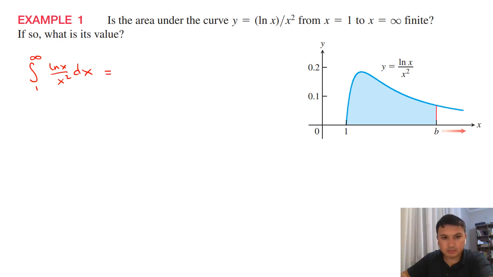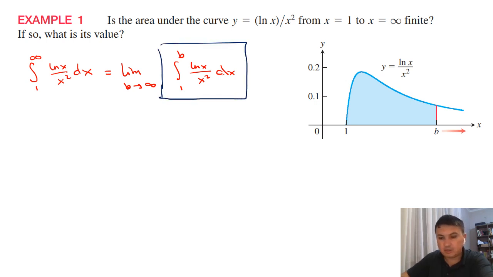By definition, it simply means the limit as b approaches infinity of the integral from 1 to b of ln x over x squared dx. So now what we do is we first evaluate this integral thinking of b as some constant, and then we let b go to infinity if we manage to calculate. How do we do it?